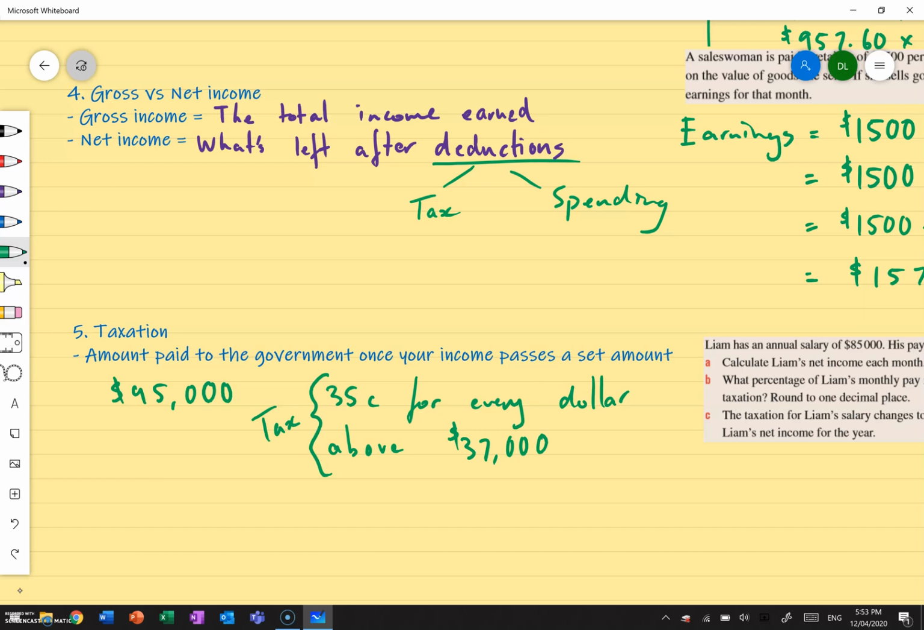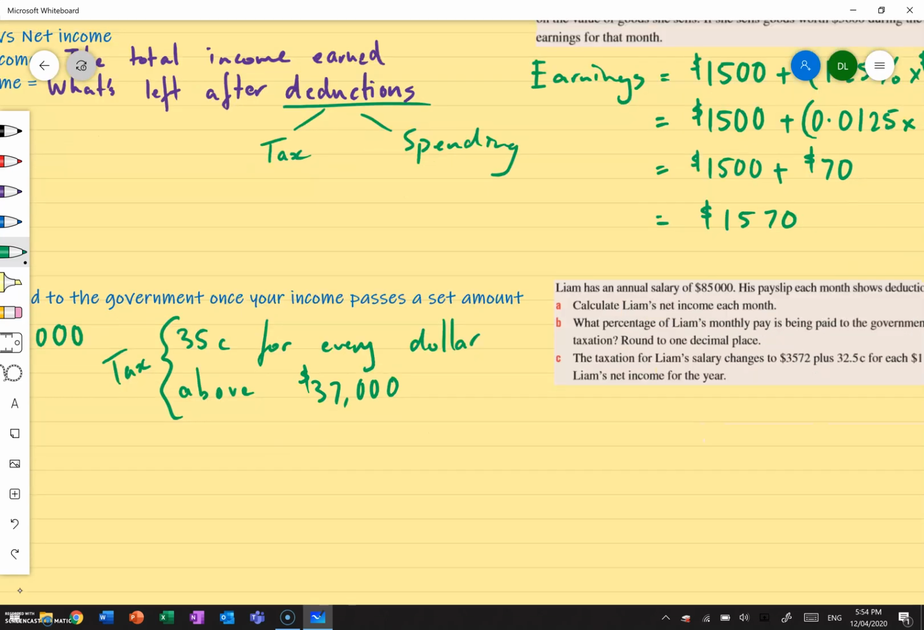This is a form of tax, and it's the amount of money you pay to the government so that you get healthcare, you get resources in terms of like swimming pools, parks, that kind of thing. So it's money that you pay to the government that helps build society. So that's what tax is. Tax is a percentage or a certain amount of money that you pay to the government from your gross income. Okay, let's do an example.